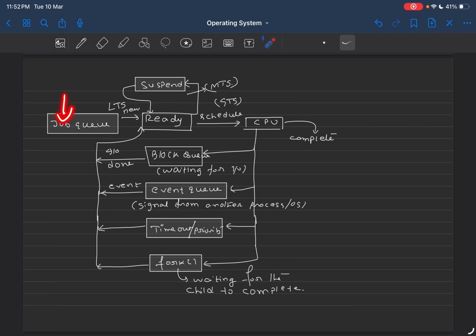There is also something called the job queue, which I skipped. I would not say these are processes. The job queue maintains all the programs which are trying to become a process. So what does LTS mean? Long term scheduler. The long term scheduler comes in, takes programs from this job queue, creates processes out of those and puts all the processes into this ready queue.